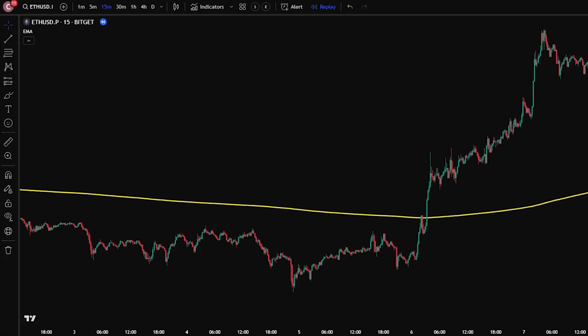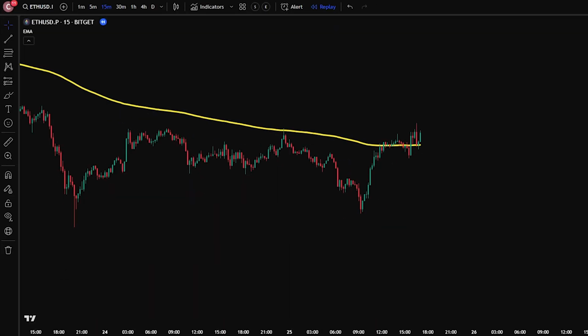Now I will show you something very important. As I just explained, if we are above the 200 period exponential moving average, we are in a bullish trend, which means we should look for long opportunities. If we are below the 200 period exponential moving average, we are in a bearish trend. And in that case, we should focus on looking for short opportunities.